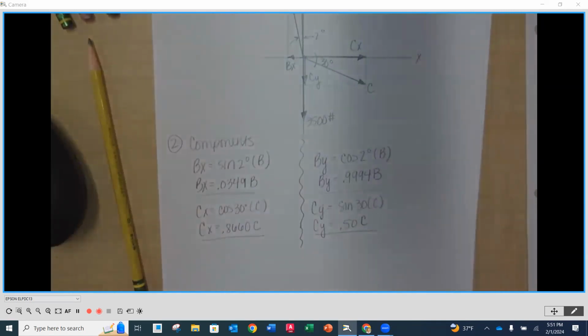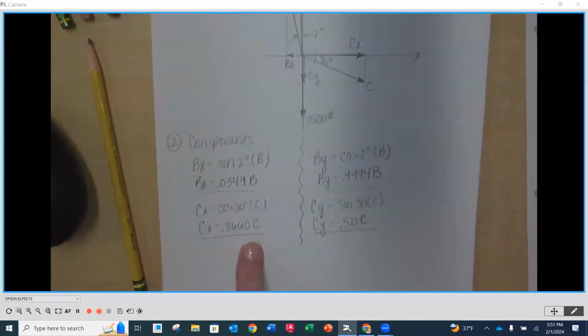So as you're finishing that one up, you should be getting 0.866 times C, because that's the cosine of 30. And you should get 0.5 times C, because that's the sine of 30. That one was in our standard place.